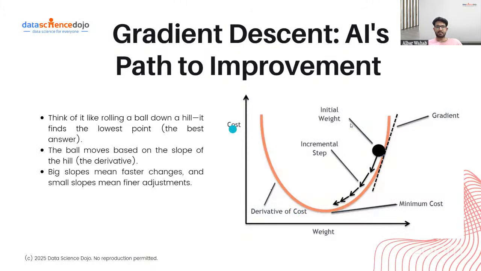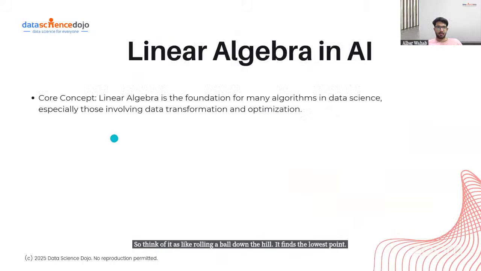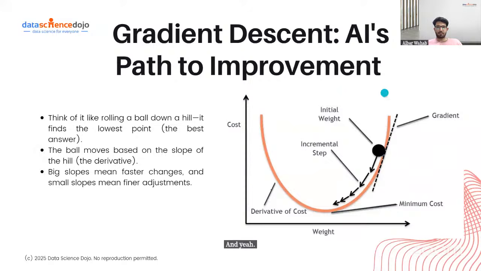So think of it as like rolling a ball down the hill. It finds the lowest point. And yeah, that's basically all about gradient descent.